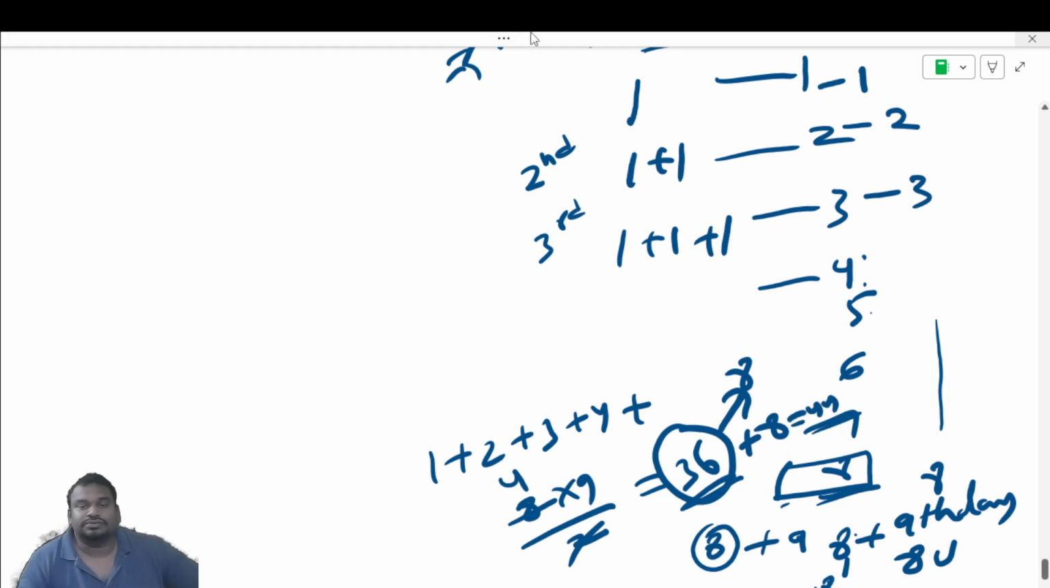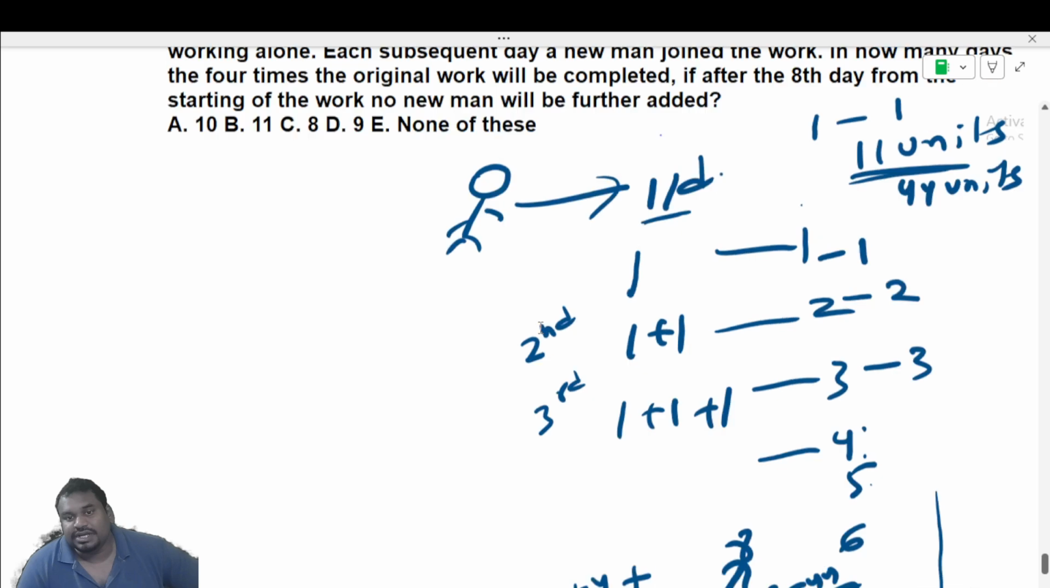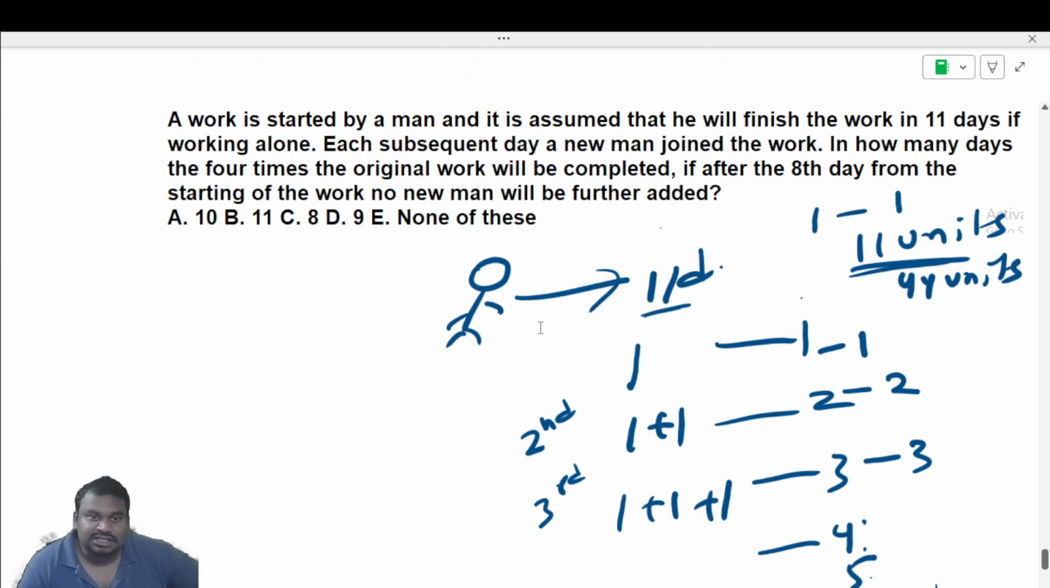So 44. So what is the point here? For 8 days, they will finish 36. On 9th day, 8 more units. So in 9 days, 8 days plus 1 day, they will finish the entire work. So that is the point. Okay.